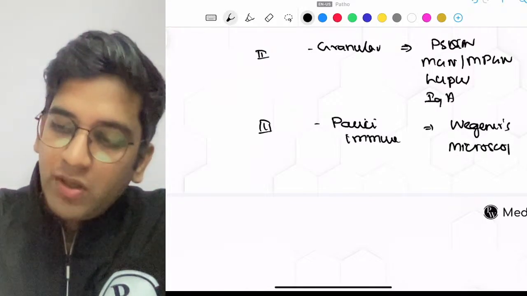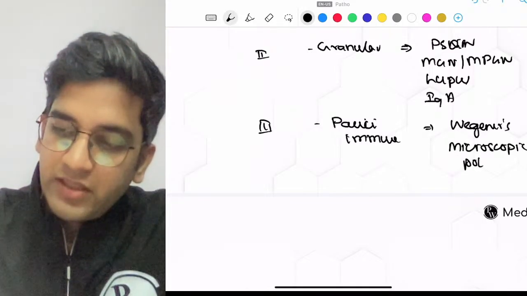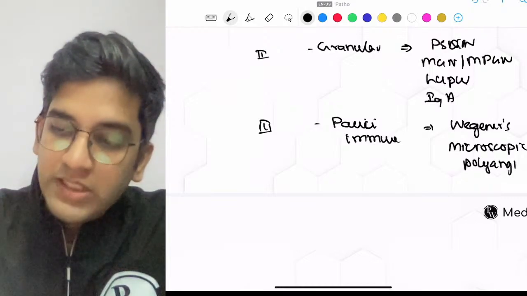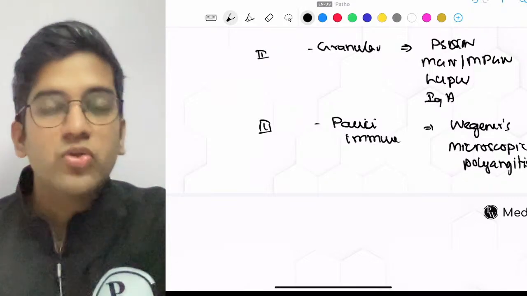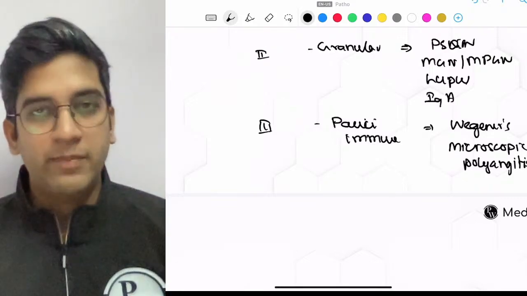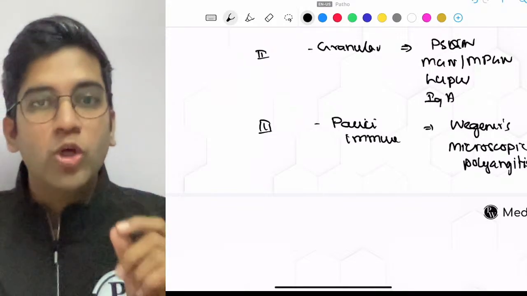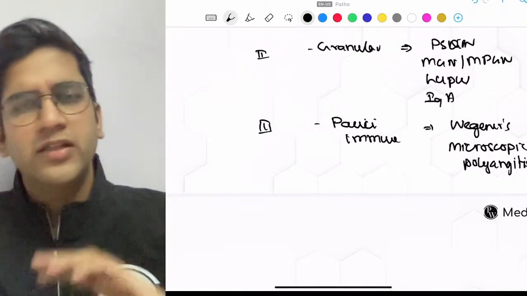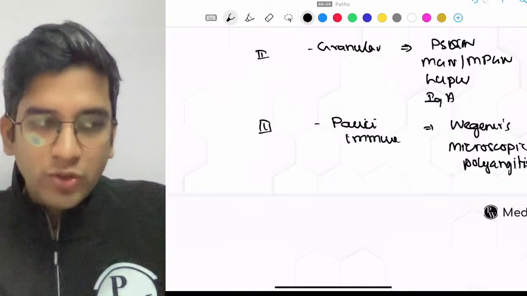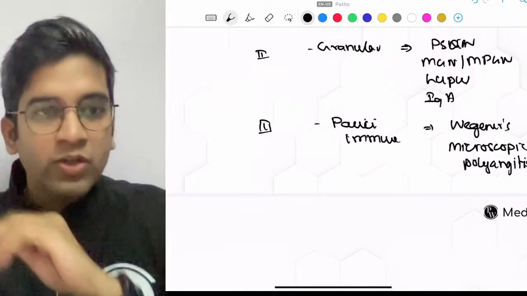So these are two small vessel vasculitides which can result in a rupture of the small vessel, that is the glomerulus, which can also result in the same pathogenesis that causes RPGN. But both of them will not have immunofluorescence. That's why it's negative, or pauci-immune. So we classify the RPGN based on IF.